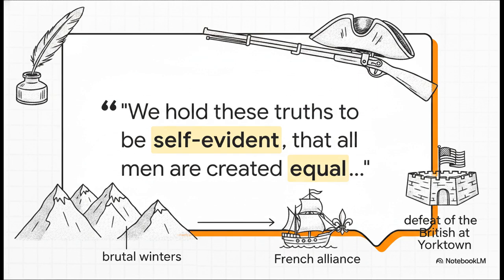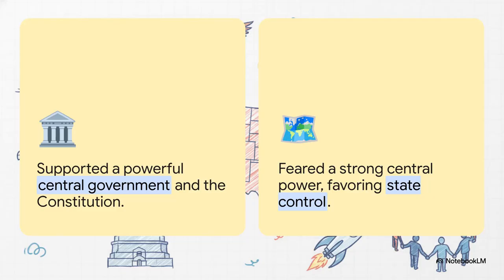This profound idea is what united those fractured colonial militias under General George Washington, giving them the unified purpose they needed to endure brutal winters, secure a French alliance, and ultimately defeat the British at Yorktown. But here's the catch. Winning the war actually brought on a brand new crisis. The first government they set up, under the Articles of Confederation, was incredibly weak. It totally flopped. It couldn't handle domestic disputes, couldn't handle foreign policy.